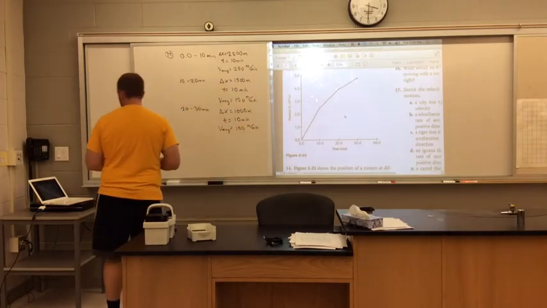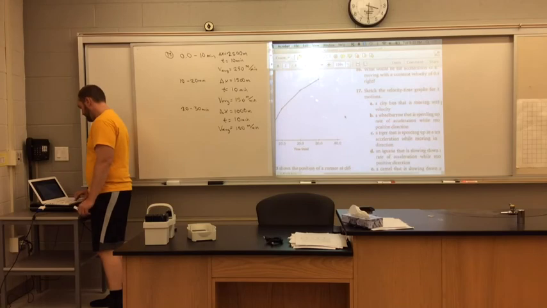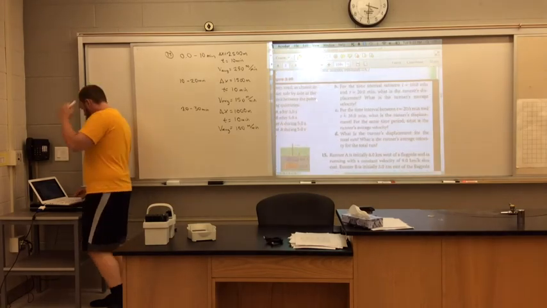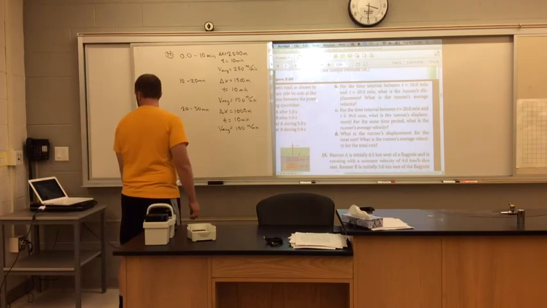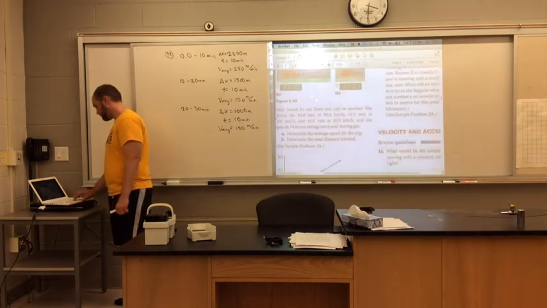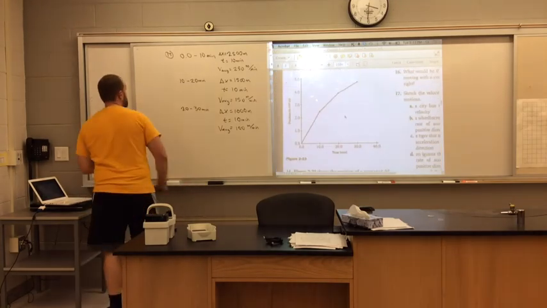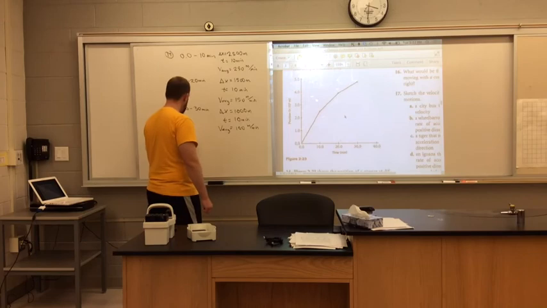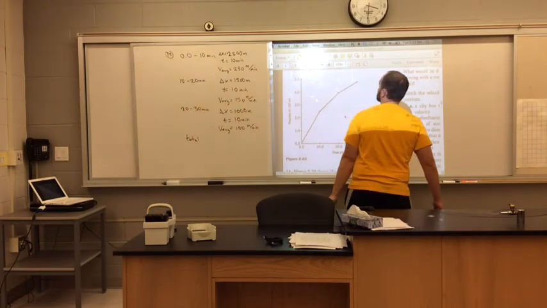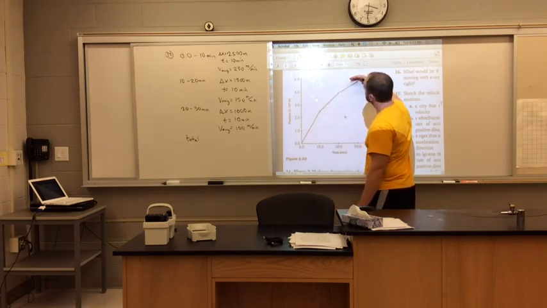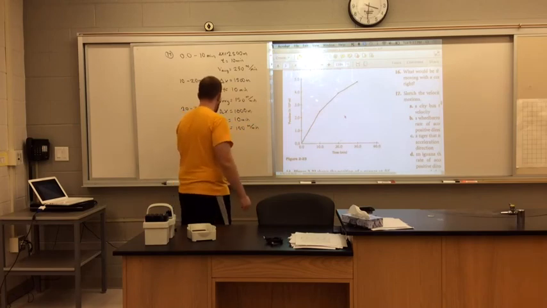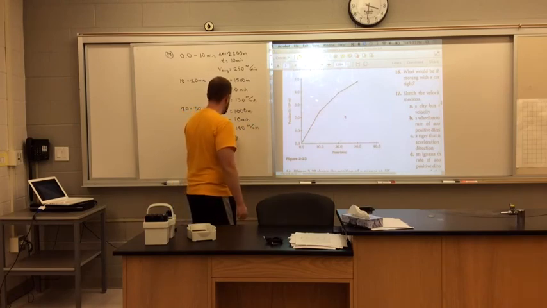And then the last part asks, what's the runner's displacement for the total run? What's the runner's average velocity for the total run? So, total, she went from 0 to 5. Is that 5? I guess that's 5. She went from 0 to 5. So her total displacement is 5,000 meters.